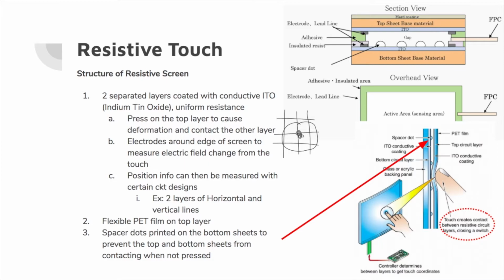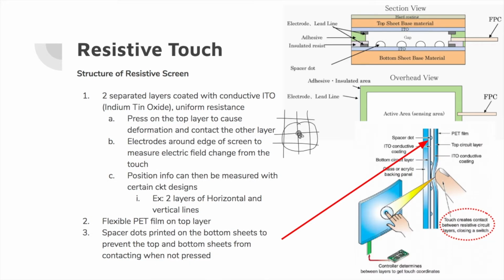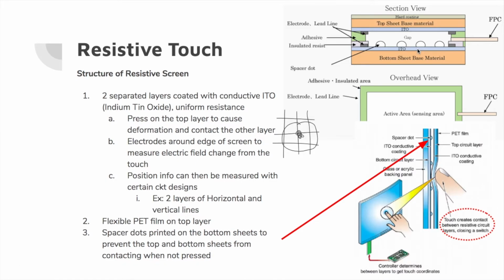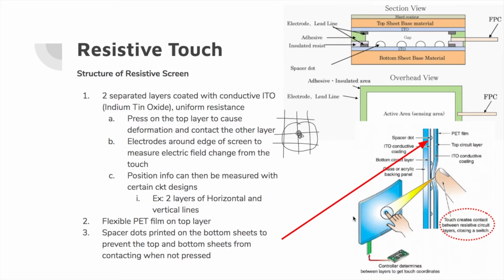Here's the structure of the resistive touch. It looks a little bit complicated, but we're just going to focus on a few main components. This is how it works. There are two layers, this top layer and this bottom layer, that are coated with ITO, or indium tin oxide, which has uniform resistance across it. When you touch or press the top layer, which will deform a little bit as you can see right here, it makes contact with the bottom layer. When this happens, the electrodes around the edge of the screen are able to measure the electric field change from when you touched or pressed on the top layer.